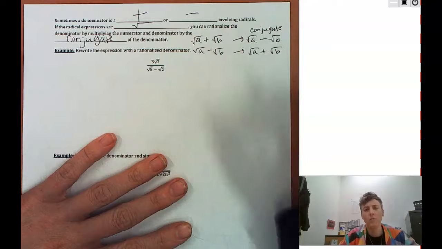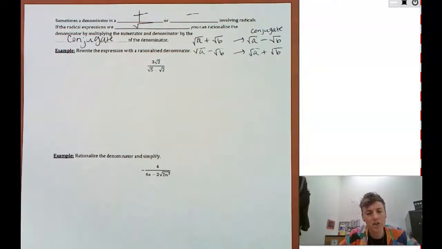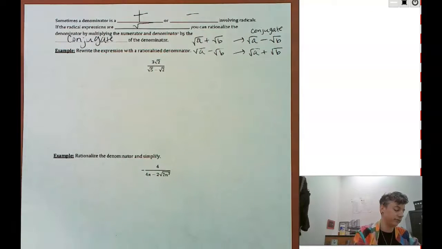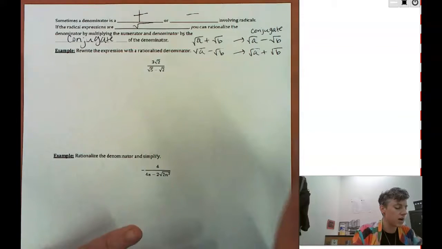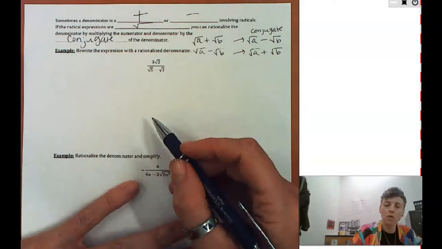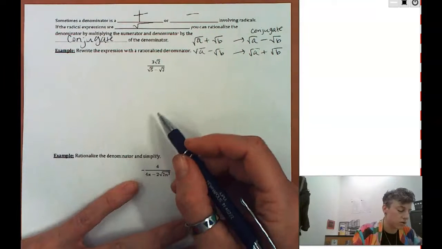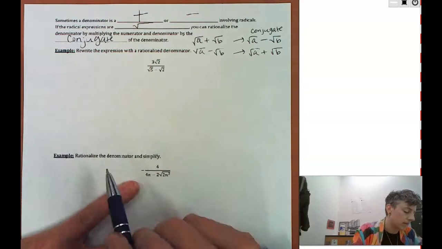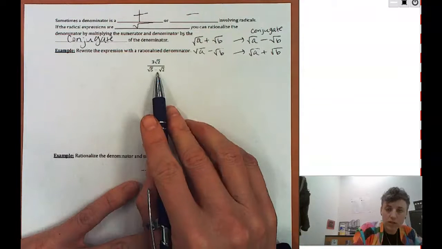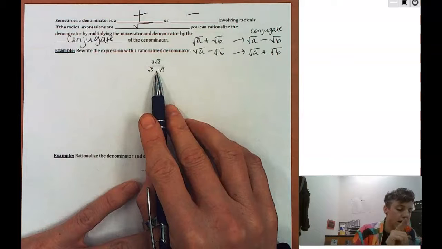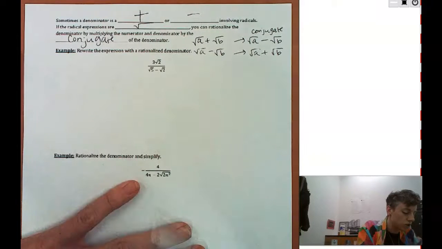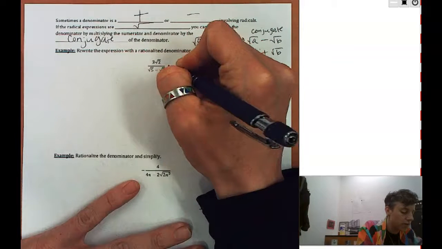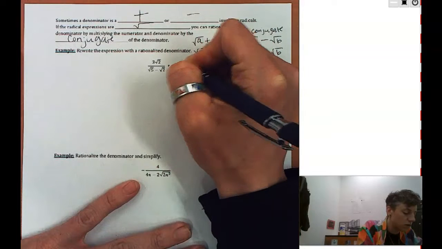When we multiply by that conjugate, magic happens and we no longer have a square root in the denominator. So let's check, shall we? I think we shall. Rewrite the expression with a rationalized denominator, meaning it no longer has square roots in the denominator. I see that we have subtraction between two square roots. I know that I can multiply by the conjugate, which is the square root of 5 plus square root of 2 on the top and on the bottom.